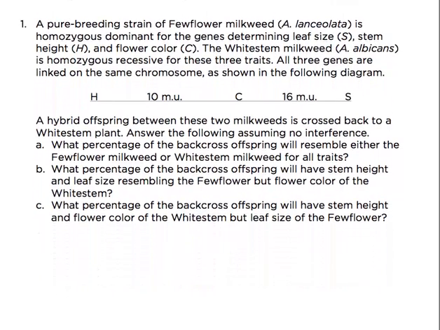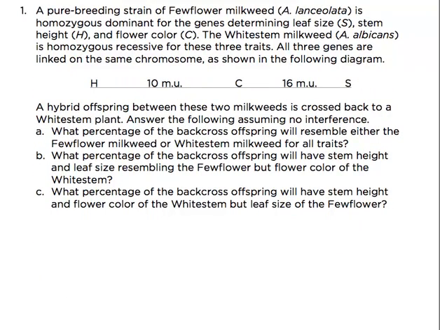So let's first diagram this cross. You have the hybrid between a few flower milkweed and a white stem milkweed. And this hybrid would be big H, big C, big S on one of its chromosomes, and little h, little c, little s on its other chromosome. And they're saying it's crossed back to a white stem milkweed, which is little h, little c, little s, little h, little c, little s. So the first question is asking what percentage of these offspring will resemble either the few flower milkweed or white stem milkweed for all traits.